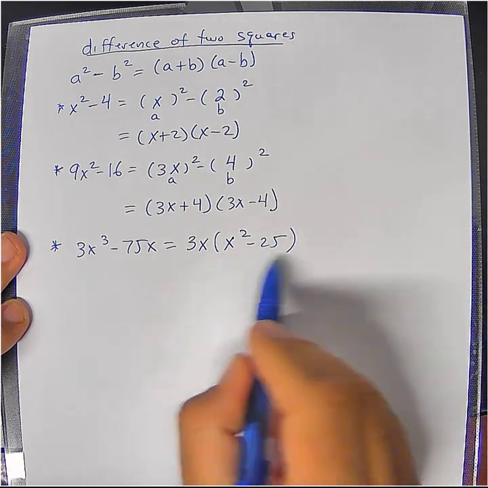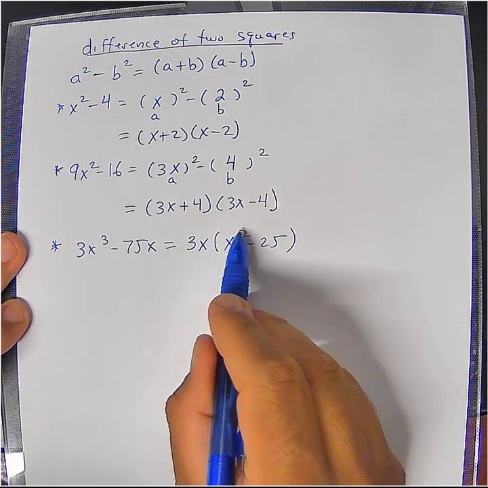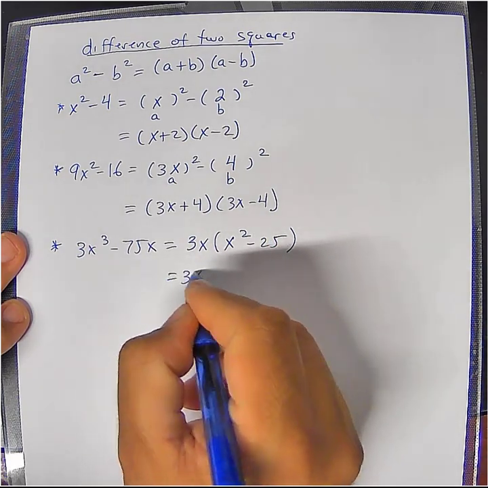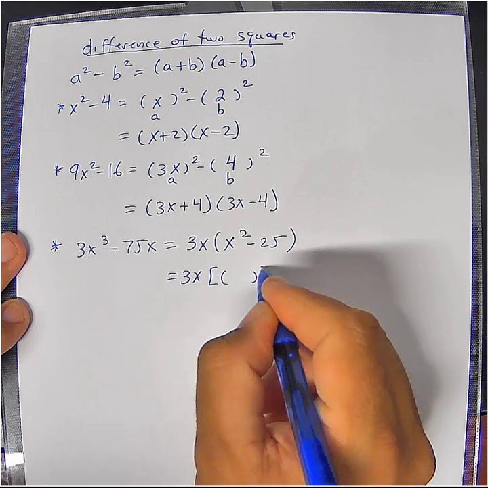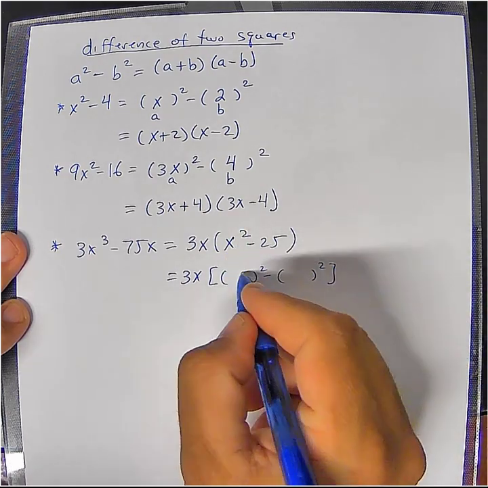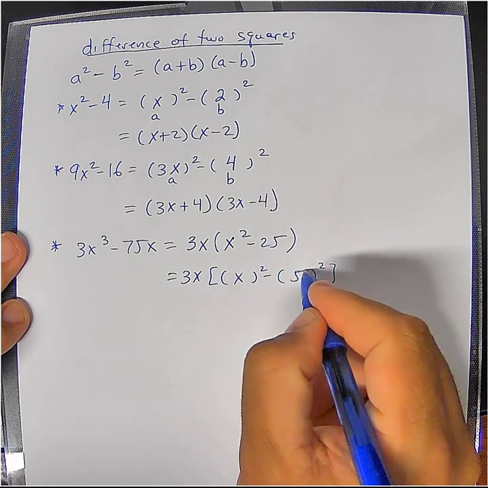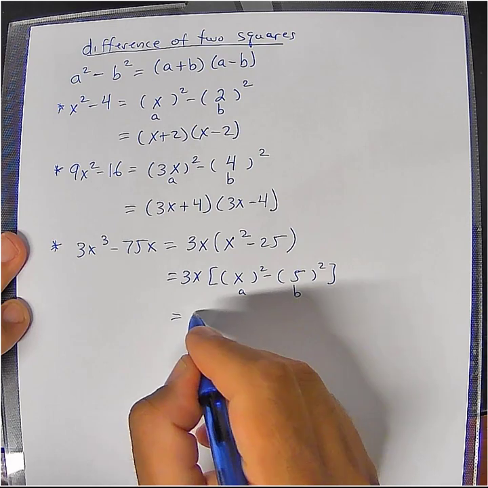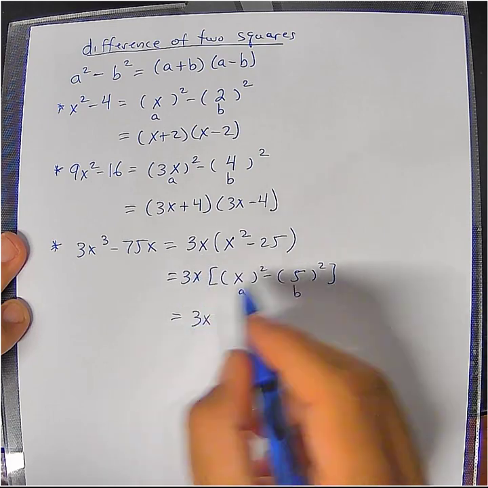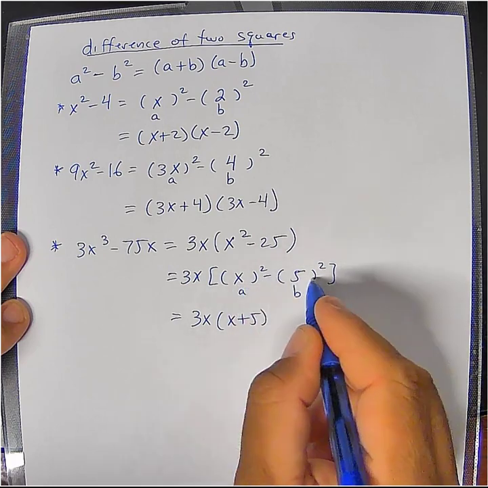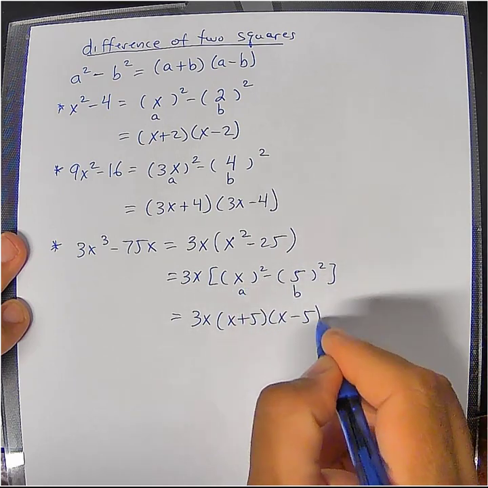This part right here now looks like something squared minus something squared. So here we go. Can I write it in this fashion? Well, the x squared is simple. The 25 is simple. So that looks like my a, that looks like my b. So we have 3x, this stays where it is. A plus b, so it's x plus 5. A minus b, so it's x minus 5.